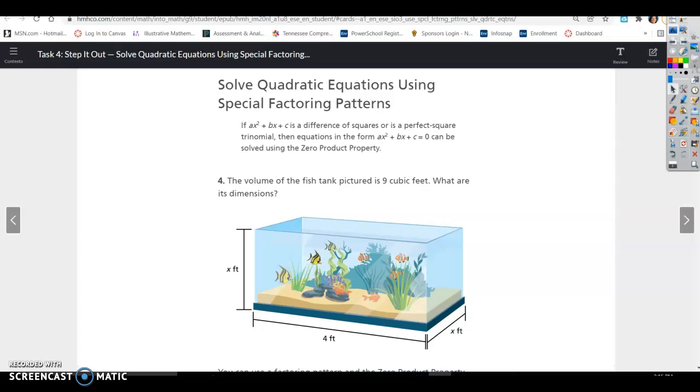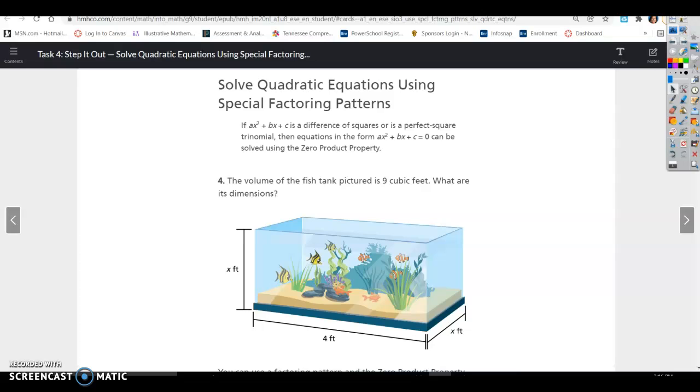Lesson 17.4, Task 4. Solve quadratic equations using special factoring patterns. If ax squared plus bx plus c is a difference of squares or a perfect square trinomial, then equations in the form ax squared plus bx plus c equals 0 can be solved using the zero product property.